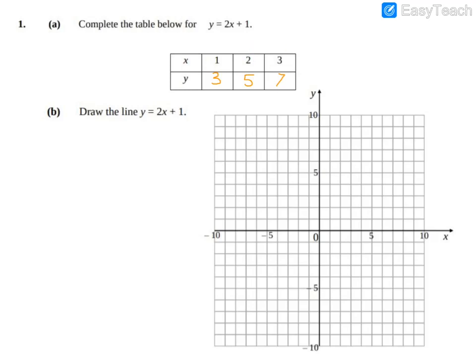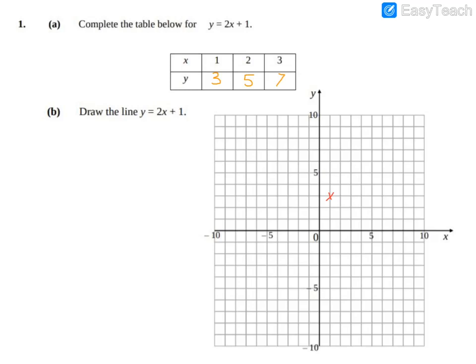So the x value obviously goes along the x-axis, the y value goes along the y-axis. So this first point that I'm going to plot, because that's what it says to do in part B, by the way. So we're going to draw the line, and we're going to do that by plotting these points. I'm going to plot the point 1, 3. So it's 1 on the x-axis, 3 on the y-axis. So that's going to be 1, 3. So there is where I need to put my point. 1, 3, there we go, about there.